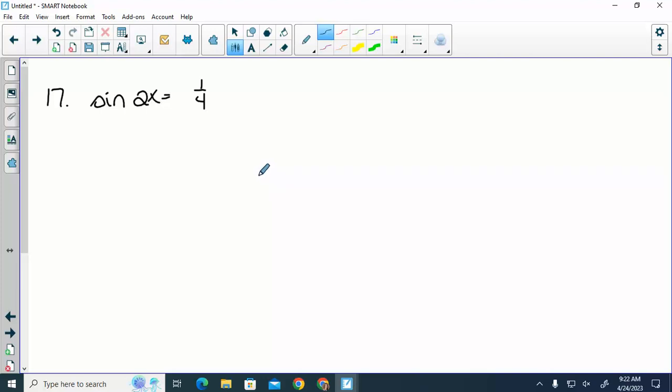So for this one, it's already solved for me. Do I know when sine is 1/4? No, so we'll have to use the calculator. Quadrants, when is sine positive? 1 and 2. Reference angle, we need to know when sine is 1/4. So first of all, we are in radians, so flip your calculator into radian mode. And then you need to do sine inverse of 1/4.